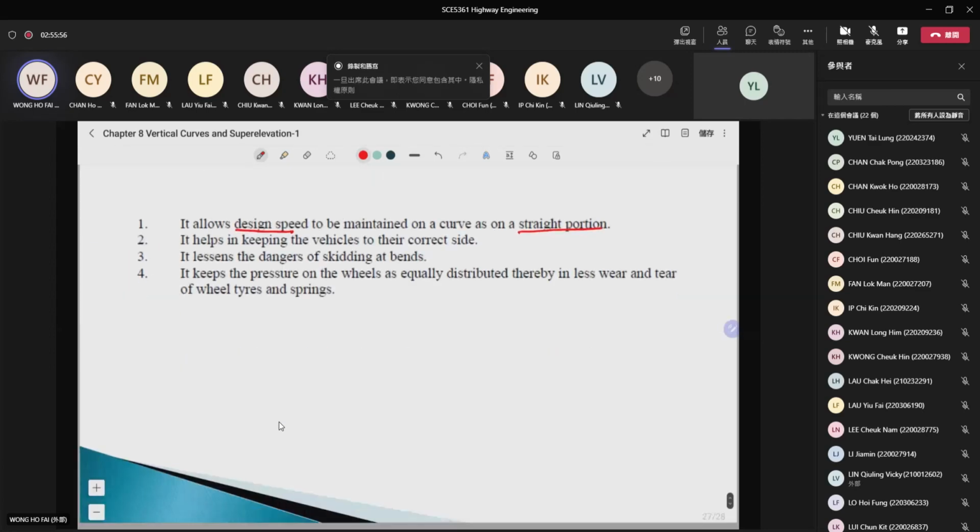So you cannot keep your vehicle in the correct side. And then you will lessen the danger of skidding on bends, of course, because sliding can be avoided if you have higher or larger superelevations. And for sure, you will help your tires or wheels have less wear and tear because you actually have less friction required.